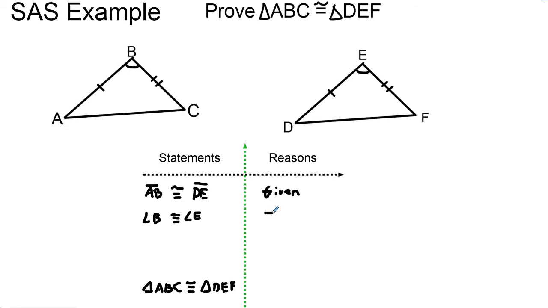And you know what? That reason is also because it's given. It's still marked on the diagram. And then finally, I can also say side BC is congruent to side EF, and that again is still given information because it is marked on my diagram. So this is one of the lucky cases where the three pieces of information that I need are given to me. And again, that's another piece of given information.